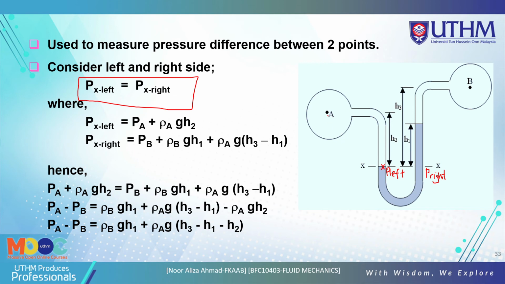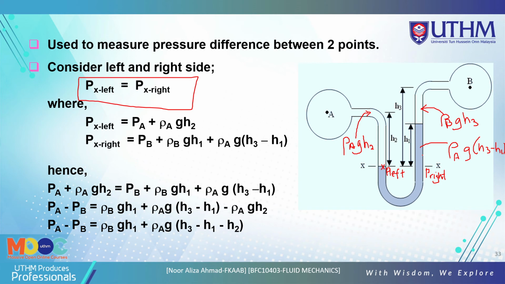For the P left here, this includes the pressure at A, and also the pressure at this gauge, g h2. So you get P left here. Look at the right: this includes the pressure at B, and g h3, and also PA, g h3 minus h1.